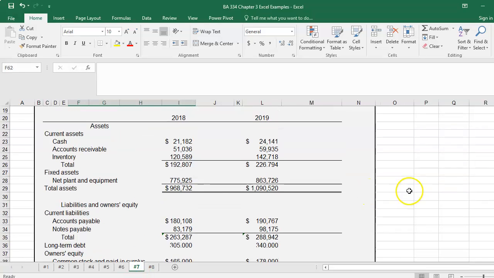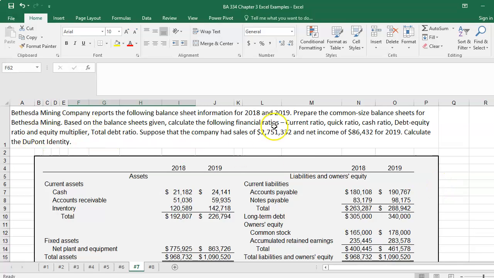In example 7, we're looking at a common size balance sheet. So first we're going to make a common size balance sheet for this mining company for 2 years, and then we're going to calculate some of the financial ratios and look at its DuPont identity.